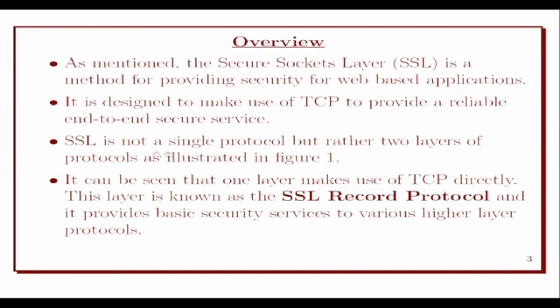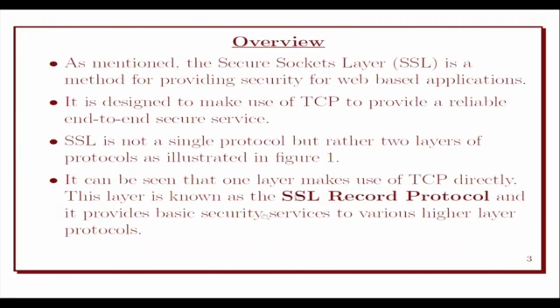SSL is not a single protocol, but rather it has two layers. SSL sits on top of the TCP layer, and it consists of two layers. One is the SSL record protocol, and the other is the top layer, which has four parts. We will come to that. The four parts are the SSL handshake protocol, SSL change cipher specification protocol, SSL alert protocol, and HTTP protocol. We will talk about details of these protocols.